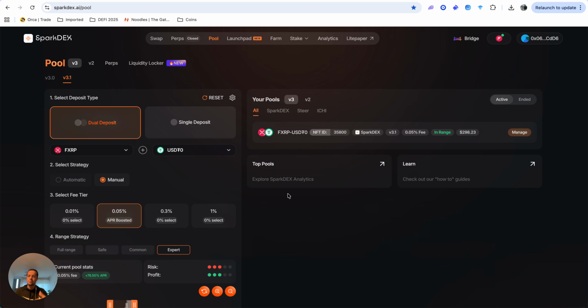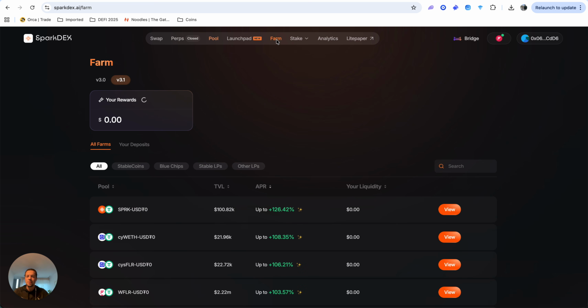And then as more and more protocols are launched with all of these Flare assets, you will be able to go ahead and find even better opportunities. And of course, I will be here to cover them as well, because that's what I do.